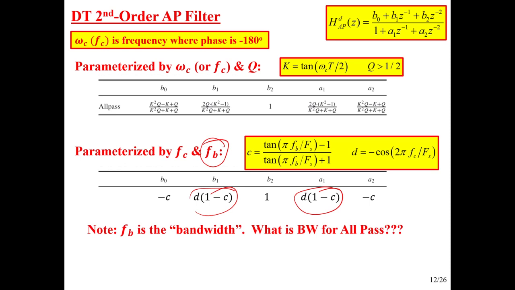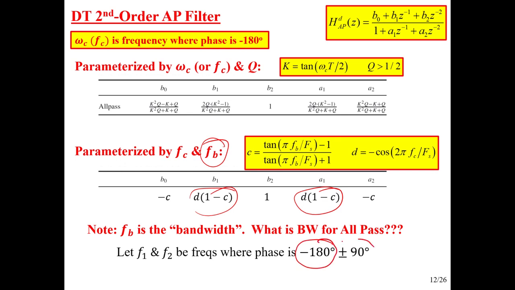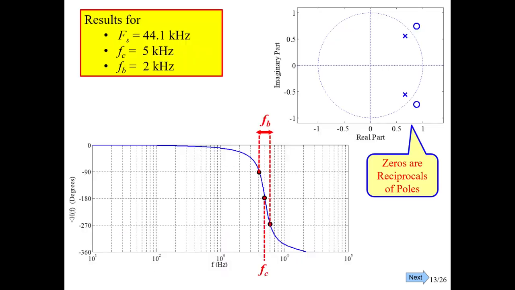And so I said F sub B was the bandwidth, and we then ask, well, we've already asked what's the cutoff frequency for an all-pass. Well, what's the bandwidth for an all-pass? So again, it's defined in terms of phase responses. So if the cutoff frequency is at minus 180 degrees, we go 90 degrees in both directions, and that'll define F1 and F2. And then the bandwidth is just the difference between those two. So that's how we define the bandwidth. So just an alternate way of parameterizing these filters.